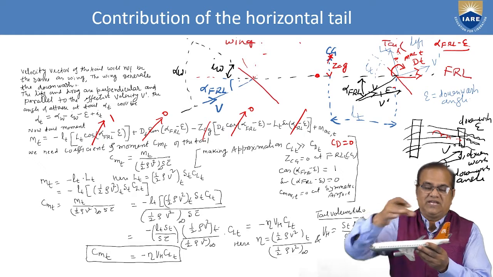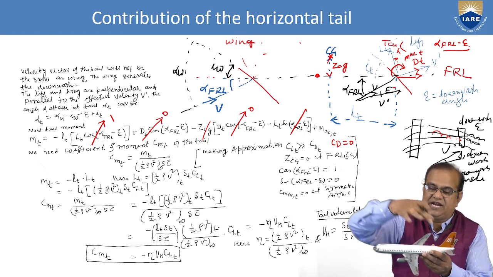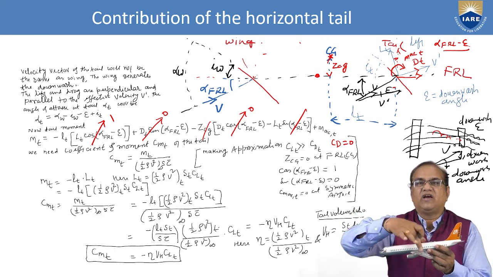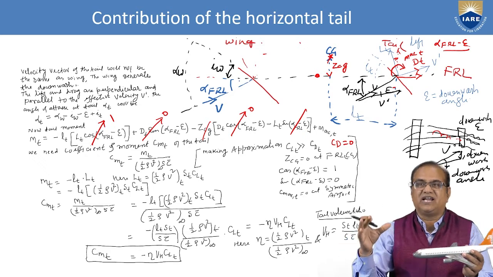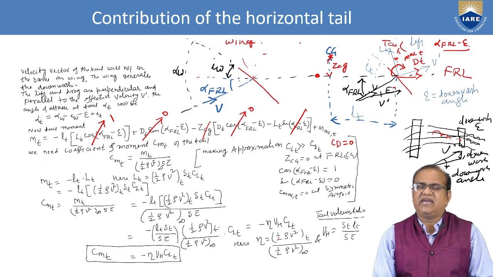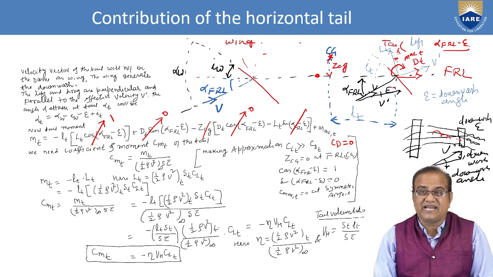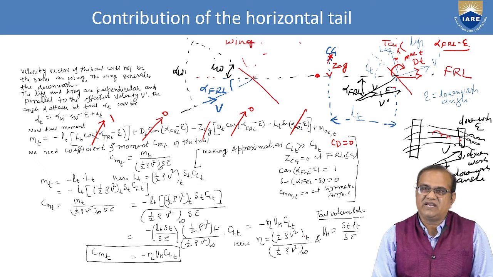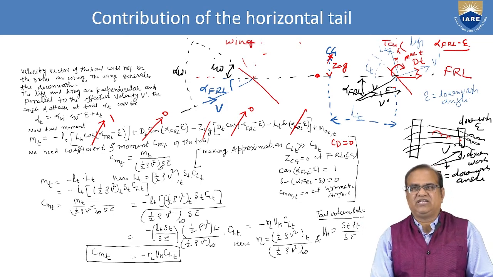So the ratio of the area of the tail divided by the area of the wing, this is called the volume of the tail divided by the volume of the wing. So this is called the tail volume ratio. Another term here is neta. Neta is equal to half rho V square tail, the dynamic pressure on the tail divided by the dynamic pressure on the wing. And the value of this will always be less than 1. And VH will also be sufficiently less. It may be 0.4, 0.3.